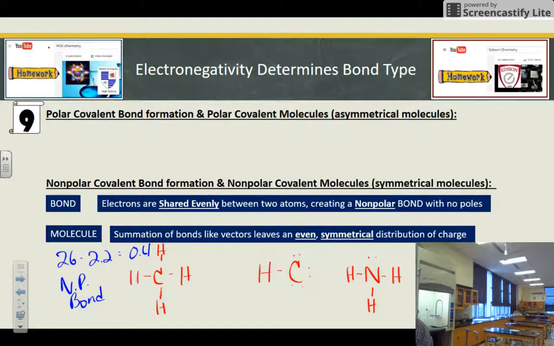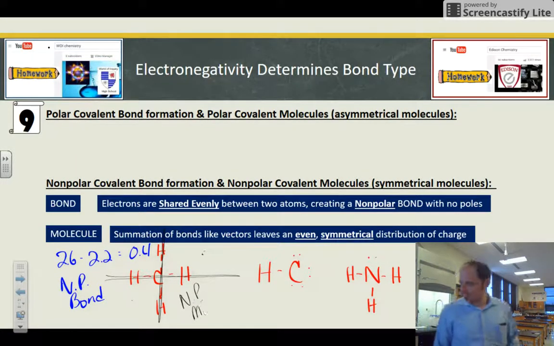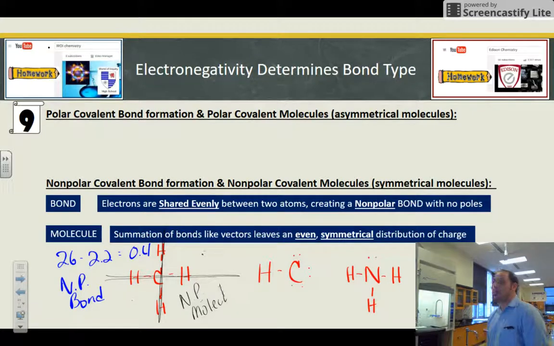And next we have to do the whole test of the molecule itself. I know you can't see me, but I'm going to go to the board. I'm going to cut the molecule up and down. Is it the same on both sides? I'm going to say yes. And then if I cut it horizontally, is it the same top and bottom? I'm going to say yes. So this whole thing is symmetrical, making this a non-polar molecule.